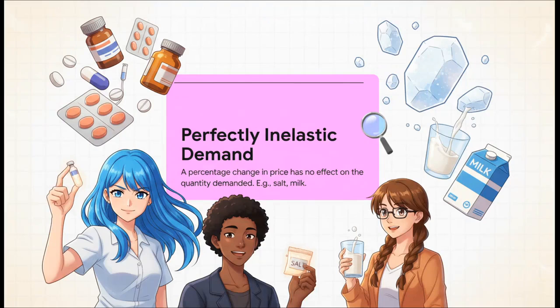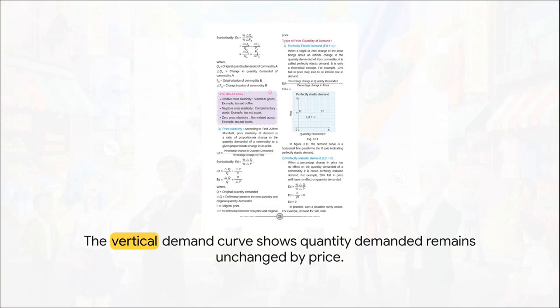Now let's jump to the complete opposite end, perfectly inelastic demand. In this case, it doesn't matter how much the price changes, up or down, the quantity that people demand stays exactly the same. A great example is a life-saving drug. People will pay whatever they have to. Or even something like salt. It's so cheap that a price change just isn't going to affect how much of it you buy. In the graph for this one, it's a perfectly vertical line. It just means the price can go way up or way down, but that quantity demanded, it is stubbornly fixed.